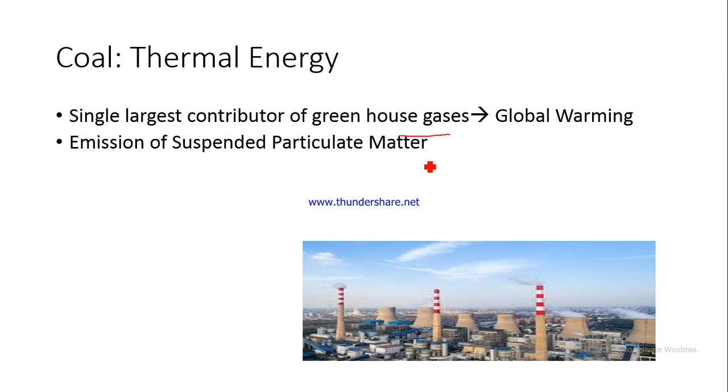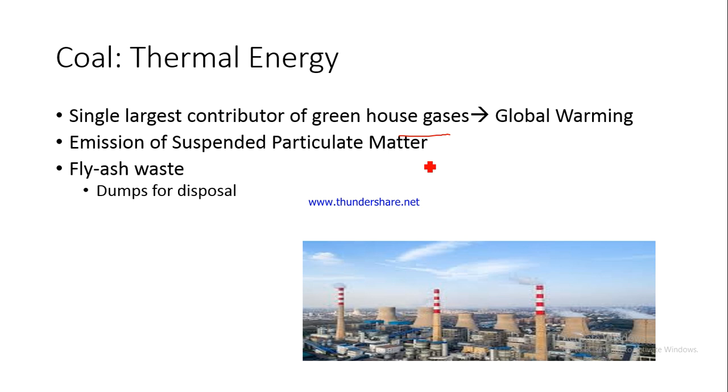Now what happens is, when somebody breathes, the particulate matter along with the air will enter the lungs, and then it would cause problems in the lungs. The various respiratory issues, maybe like asthma, maybe other kinds of respiratory tract problems, are caused by the suspended particulate matter. Is this okay?